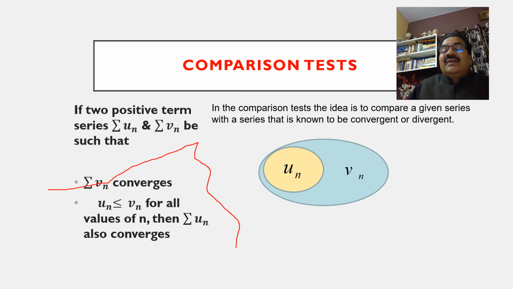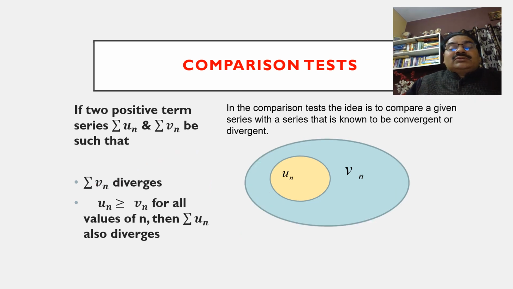So you can keep this picture in mind for why we are saying both converge or diverge together. Similarly, we can say if two positive term series, summation of Un and summation of Vn, are such that summation of Vn diverges, and Un is greater than or equal to Vn for all values of n, then summation of Un also diverges.